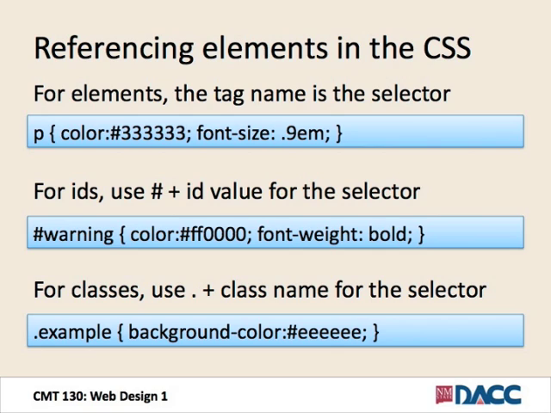As we saw in Lesson 1, CSS is written with a selector followed by a declaration block. In Lesson 1, the selectors were always HTML tag names. For IDs, you put a pound sign followed by the ID value as the selector. In the example, the pound warning will refer to the ID where the value is warning on our HTML page. For classes, you put a dot followed by the class name, for instance .example. ID and class names must be one word. You can use dashes or underscores to make them more readable.